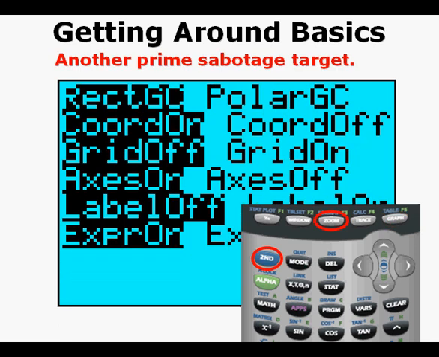Now back to the format view. We press second, then zoom with the word format above it. This view is another prime sabotage target. Here a person can really make things look strange, so just something to look out for.